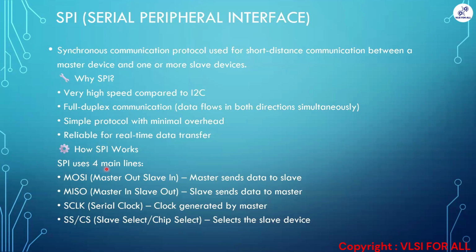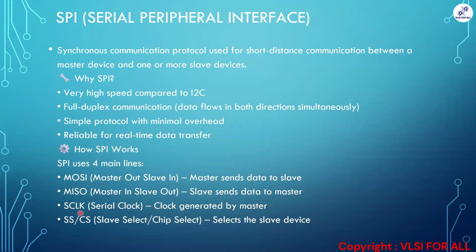We'll be having four main signals in the SPI that are MOSI, master out slave in, where master sends data to slave, and MISO, master in slave out, where slave sends data to master. So for this application only, we will use the Prodigy.